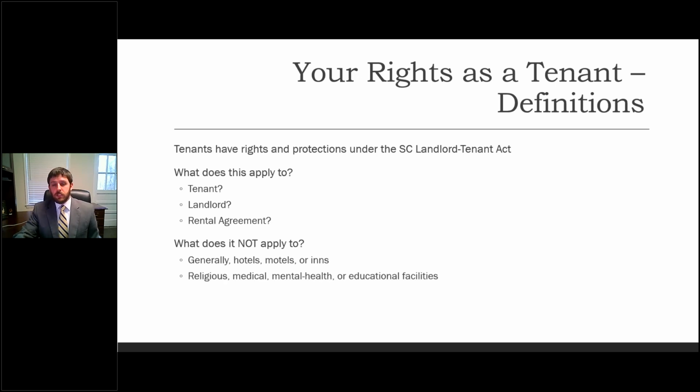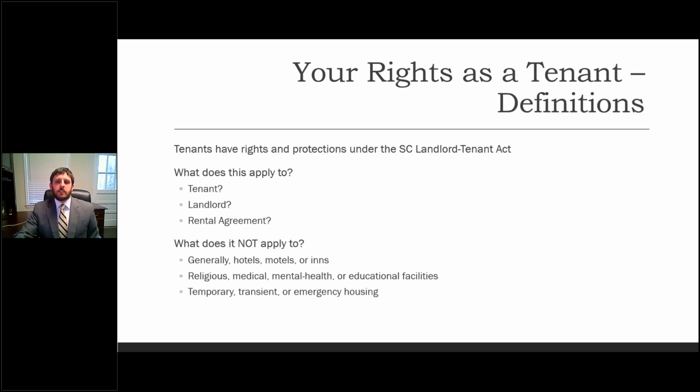So next would be religious, medical, mental health, or educational facilities. So the Landlord-Tenant Act does not cover, for instance, college dorms, or if you are in an addiction rehab inpatient facility and you're staying there for 2 months, even if you have a room and no one else can sleep in that room, it still is not covered by the Landlord-Tenant Act. And lastly, temporary, transient, or emergency housing. So these are places that are very temporary. Even if the agreement is only for one night, those are not covered by the Landlord-Tenant Act either.